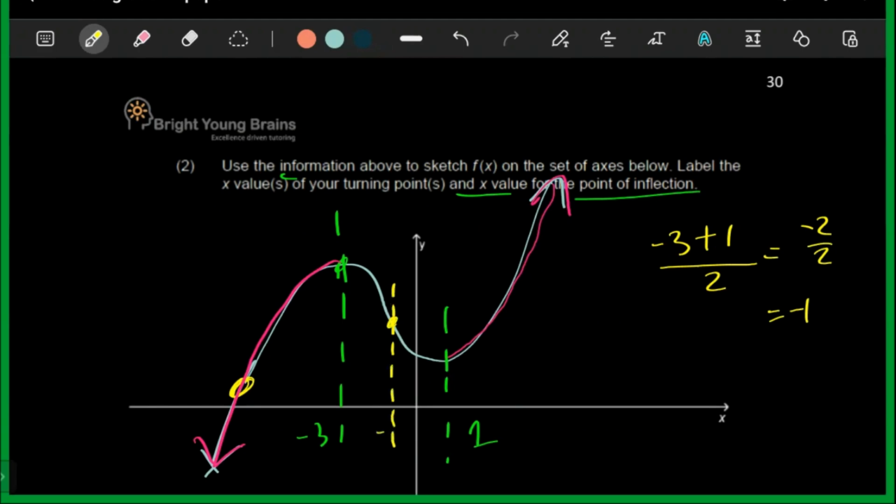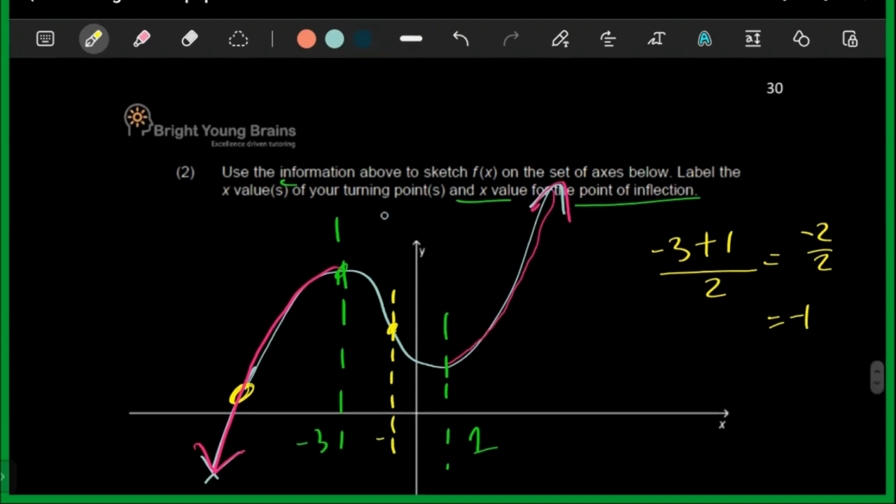That's quite straightforward. They just want us to get that. They said we should label the x values of the turning points. We did. And then the x value of the point of inflection. We did. And then we should just draw the sketch. We did. So you're going to get your 5 marks here without worrying about adding any unnecessary piece of information. As long as you show your negative 3 there, your positive 1, and all those other things, you're good.